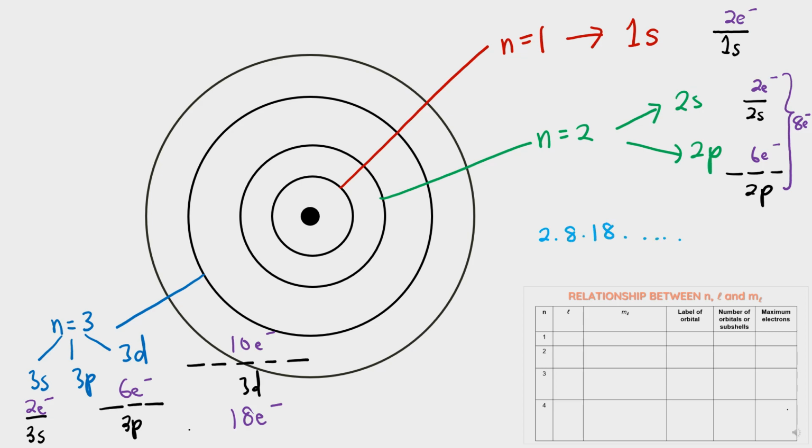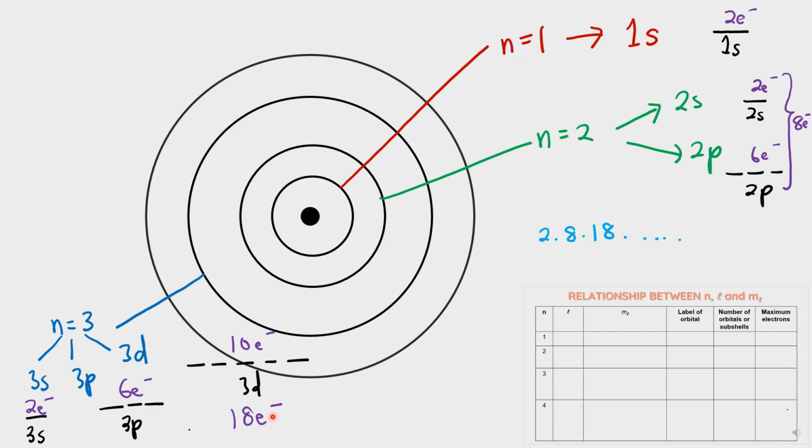Okay, kenapa we have this kind of arrangement? Because in n1, we can maximally fill with 2 electrons. n2 maximally fill with 8 electrons. And at n3, you can maximally fill with 18 electrons. This arrangement is in the quantum mechanical model.